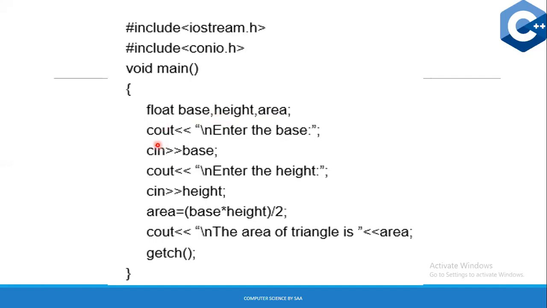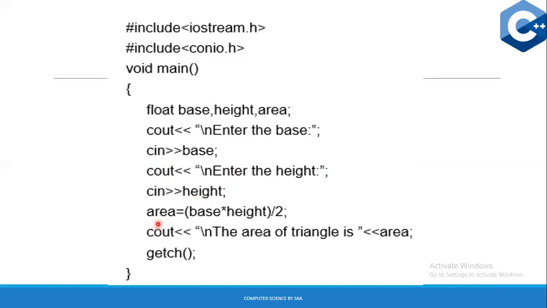First of all, a message will be displayed on the screen: Enter the base. The value entered by the user will be stored in the variable base with the help of this cin statement. Again, another message will be displayed on screen: Enter the height. The user will enter the value and this value will be stored in the variable height.